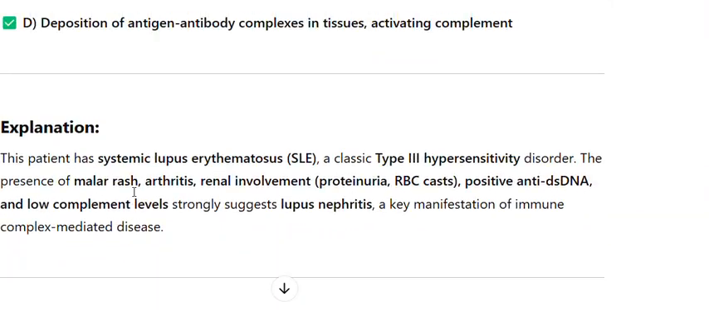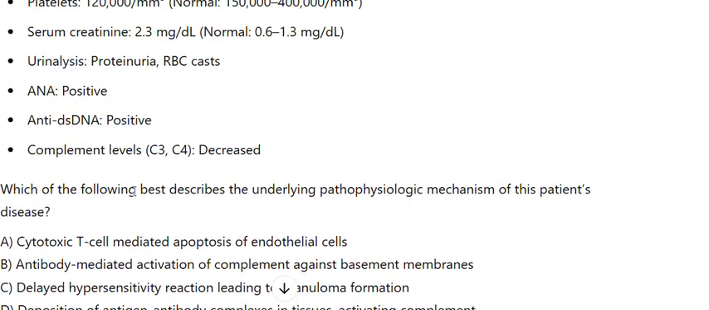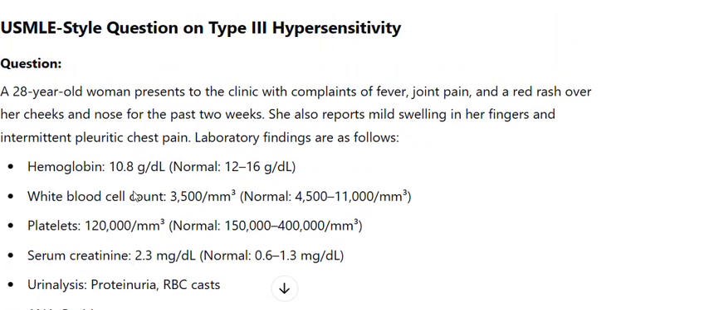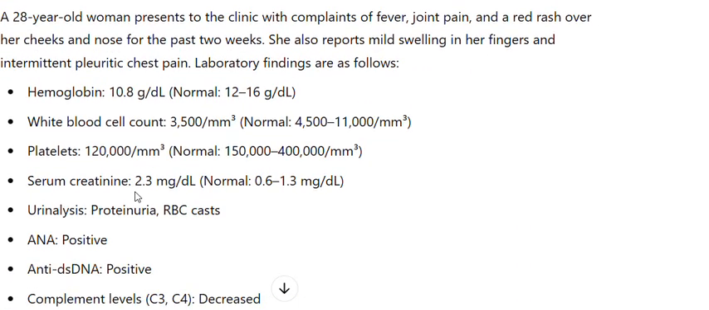USMLE style question on type 3 hypersensitivity. Question: a 28-year-old woman presents to the clinic with complaints of fever, joint pain, and a red rash over her cheeks and nose for the past 2 weeks. She also reports mild swelling in her fingers and intermittent pleuritic chest pain.